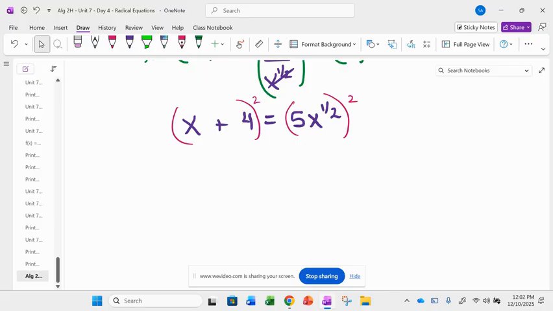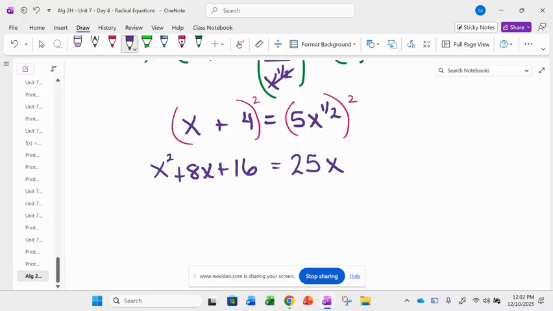So now when we square this, be very careful here. 5 squared is 25. So we get 25x because that 5 is not raised to the half power. And on this side, I have to FOIL it out. So I get x squared plus 8x plus 16 equals 25x.